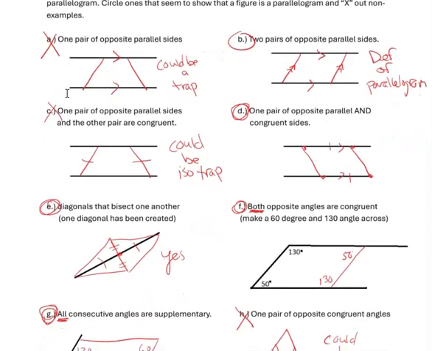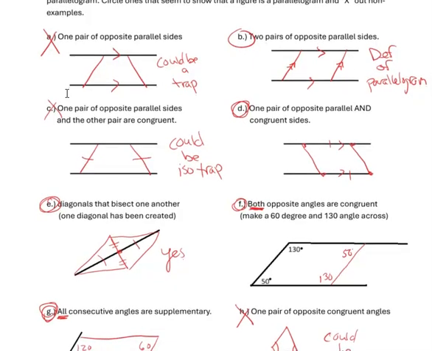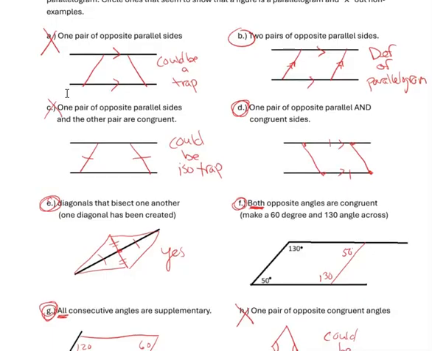One pair of opposite sides are parallel and the other pair are congruent. That could be just an isosceles trapezoid, so that's not it. One pair of opposite sides are parallel and congruent. So if you get on those parallel sides and then just make any exact same length so that they're congruent, when you connect everything else, it turns out to be a parallelogram. So circle that one. One pair of opposite sides are parallel and congruent.